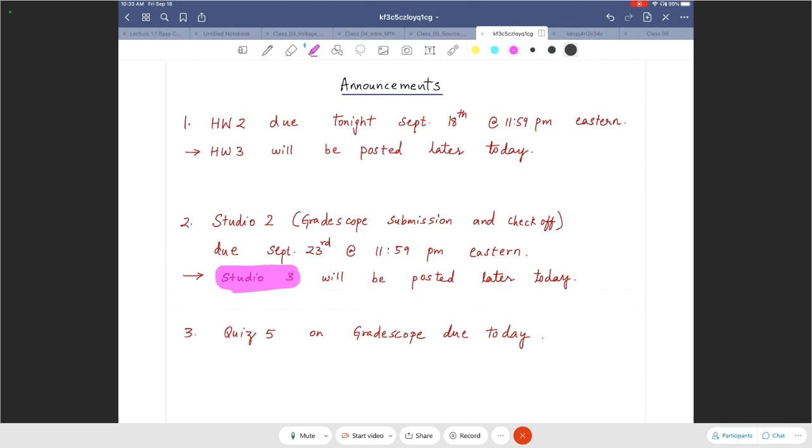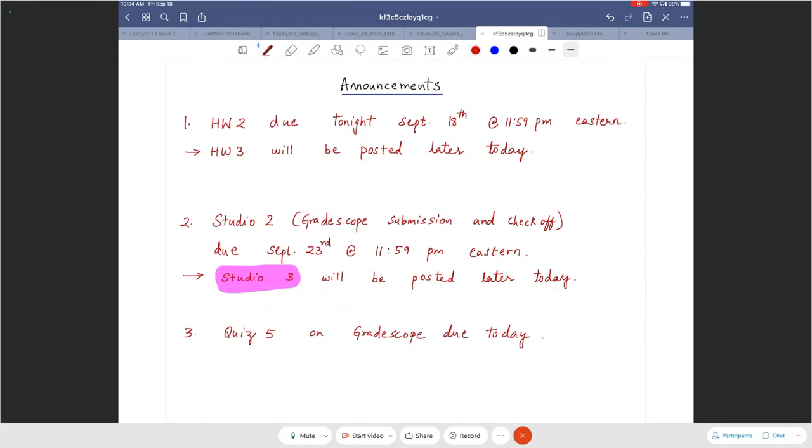I want to emphasize the importance of Studio 3, not just because it is the most interesting studio, but Studio 4 and 5 will rely on the things that you learn in Studio 3. So, in other words, Studio 4 and 5 will go much faster and easier for you if you learn the things that we are trying to convey in Studio 3. I will post that later today, but it will be due after 2 weeks.